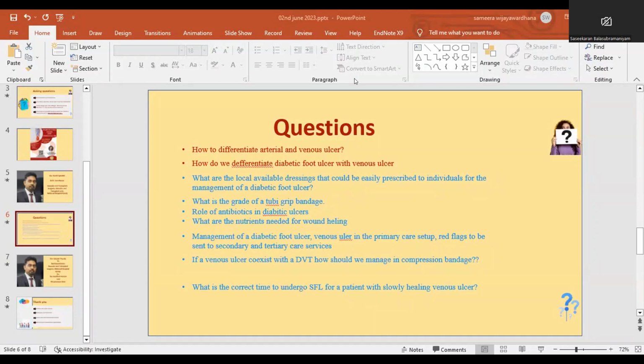If a venous ulcer coexists with a DVT, how should we manage it in compression bandage? Yes, if it is a chronic DVT and a venous ulcer, we see these kinds of patients. You can manage these patients like a normal venous ulcer. Sometimes they might need additional pressure, compression, but I think elevation and compression would do for the DVT.